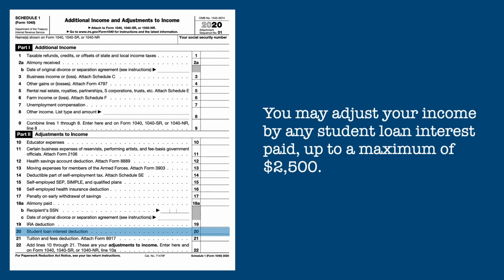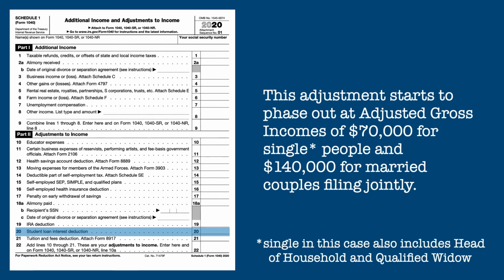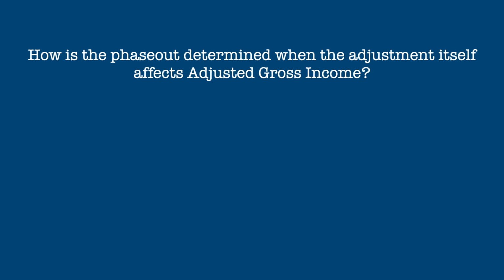If you pay interest on a student loan, you can adjust your income by the amount of interest you pay, subject again to limitations. The overall limit per tax return is $2,500. This adjustment starts to phase out at modified adjusted gross incomes over $70,000 for single people and $140,000 for married couples filing jointly. Wait a minute. How is the phase-out determined when the adjustment itself affects adjusted gross income? Doesn't that just go around in a circle?